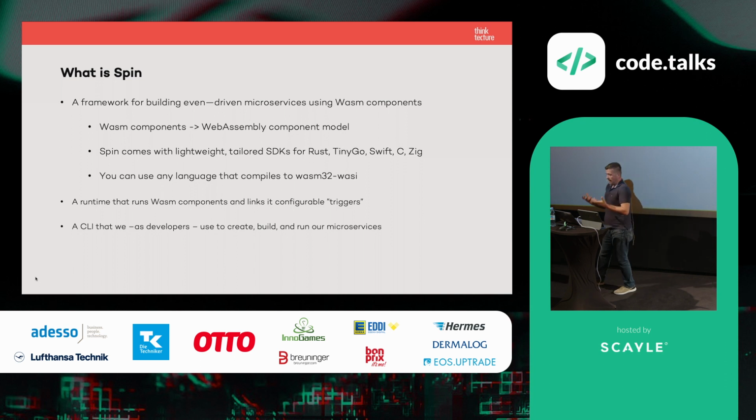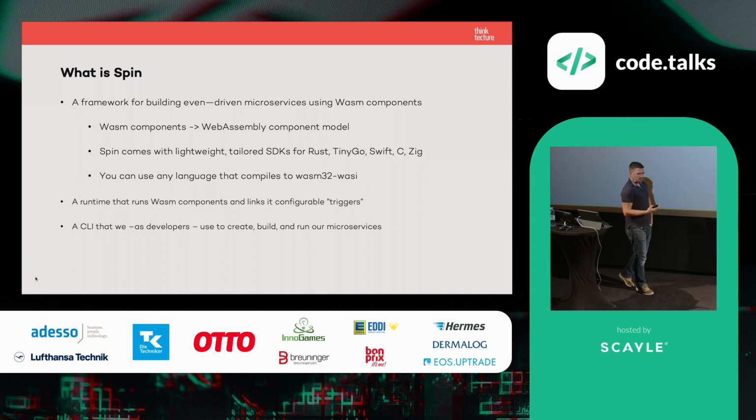They currently have SDKs for several languages. I've mentioned them on the slides, so Rust, TinyGo, and so on. However, you can build these kinds of applications with any programming language that is able to compile towards wasm32-wasi, so to the WebAssembly platform. They leverage the WebAssembly component model, which is a quite new specification that defines how different WebAssembly modules interact with each other, or how you can embed those into bigger modules. So that's used under the covers, right?